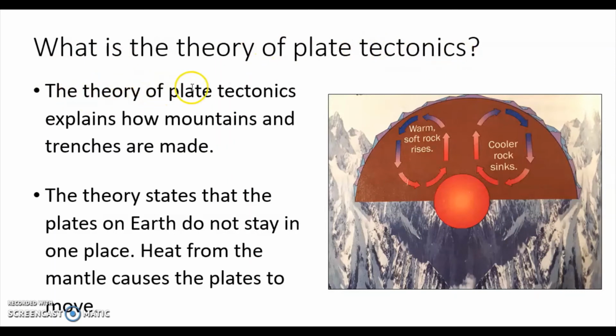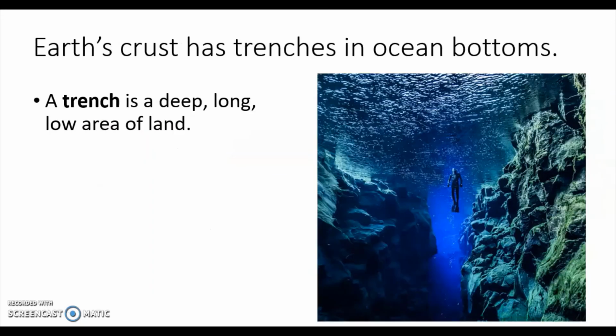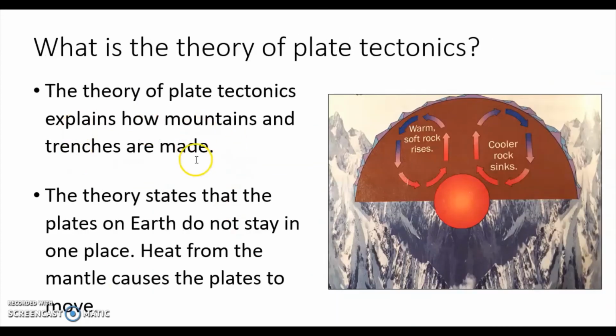Okay, last slide. What is the theory of plate tectonics? The theory of plate tectonics explains how mountains and trenches are made. Remember, mountains and trenches. This theory explains how they're made. And we're not going to talk about how they're made. We're just telling you a little bit about the theory today, and then we'll talk about it next time. The theory states that the plates on Earth do not stay in one place. Heat from the mantle causes the plates to move. So states means says.